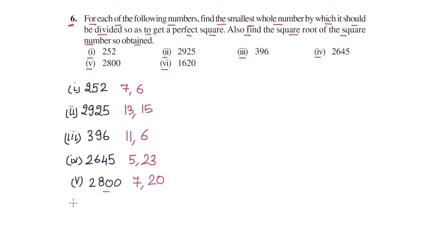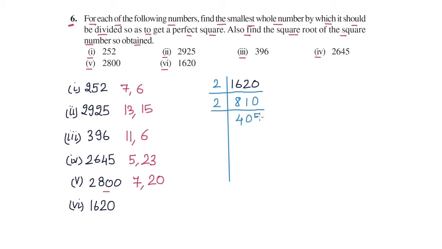Now let's move to the sixth part that we have to do in our classwork. For this we have 1620 as our number. So let's find the prime factorization of this number. Since this is an even number, we can divide it by 2. So the smallest prime number that we are taking is 2. 2 times 810 is 1620. Again this is an even number, so 2. 2 times 405 is 810.